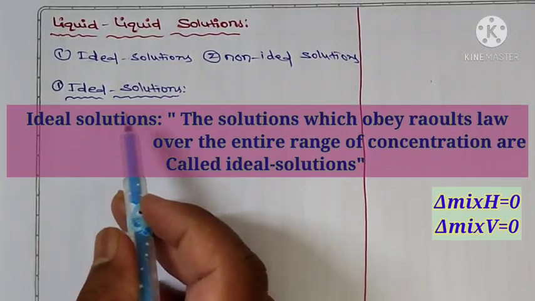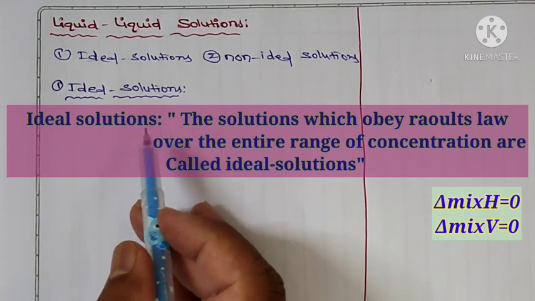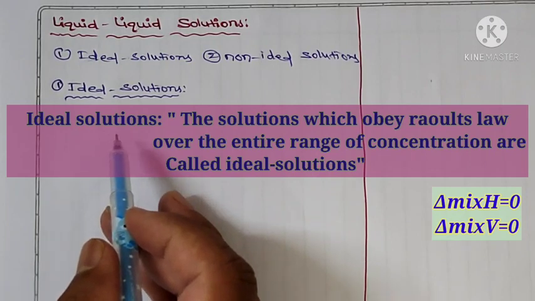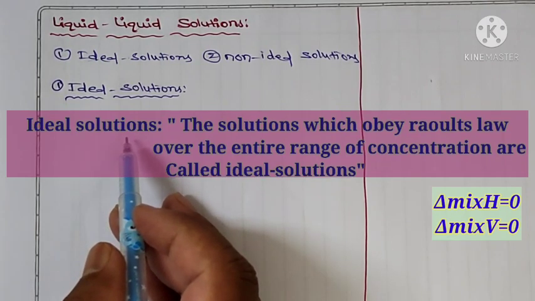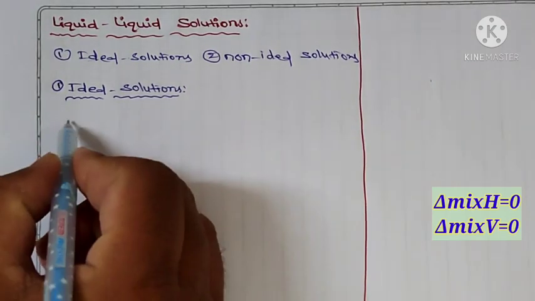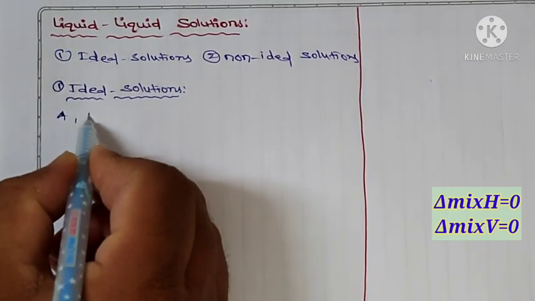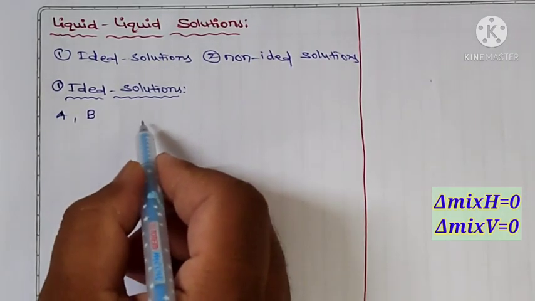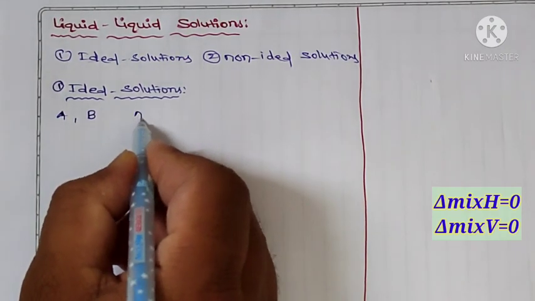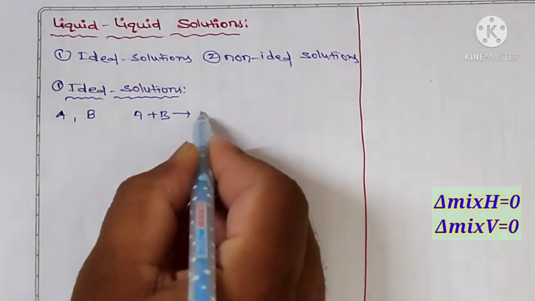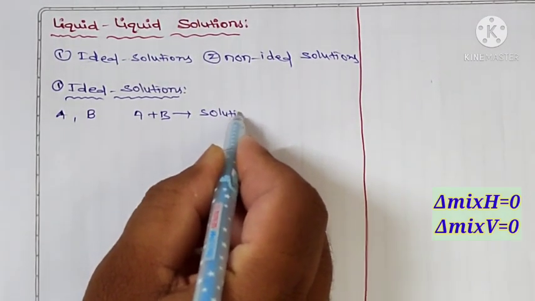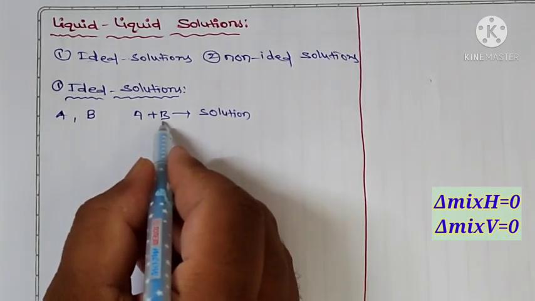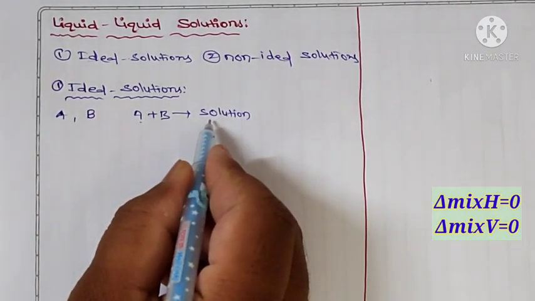The solutions which obey Raoult's law over the entire range of concentration are known as ideal solutions. The ideal solution's properties are, when the two components, component A and component B, are mixed to form a solution.